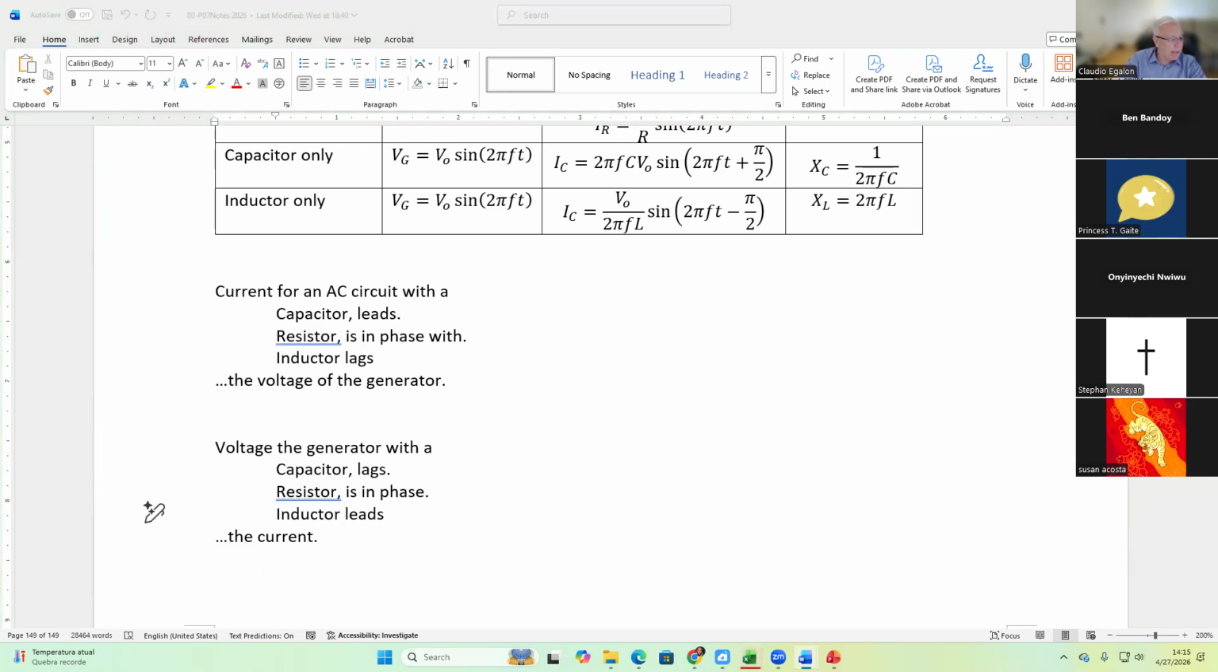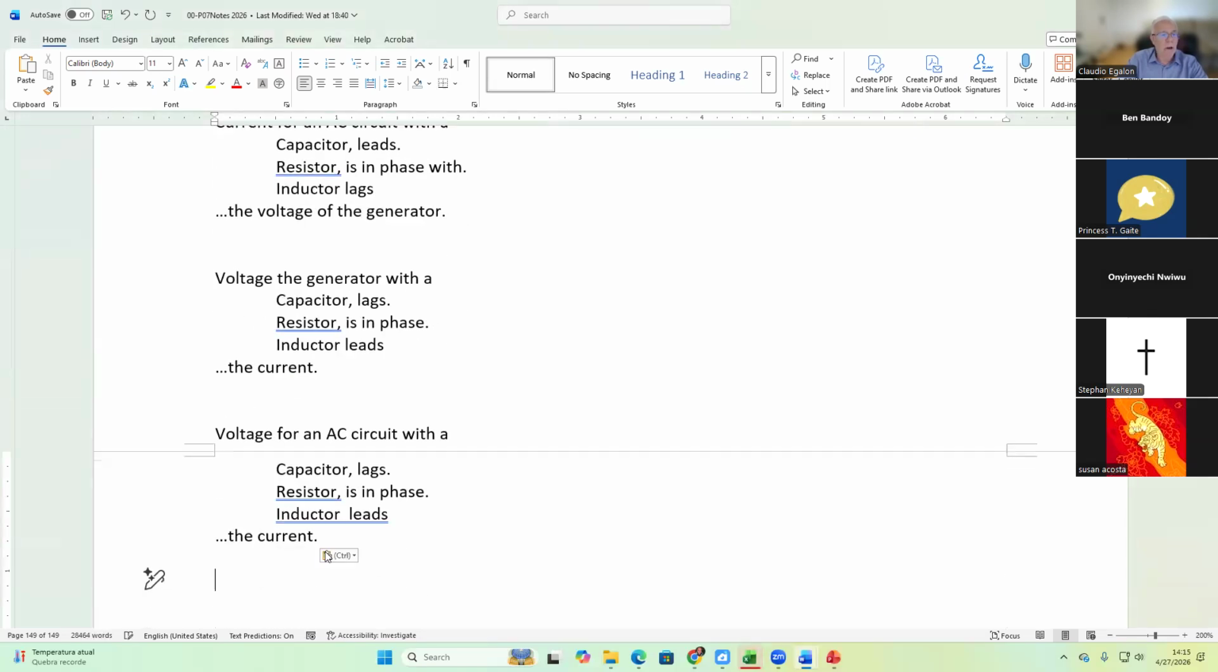And now I can write my equations in terms of the current. Okay, so here we go. I'm going to repeat what I got there. Voltage for an AC circuit with a capacitor. No, let's see here. I didn't copy it.